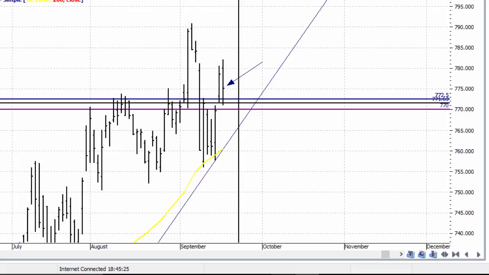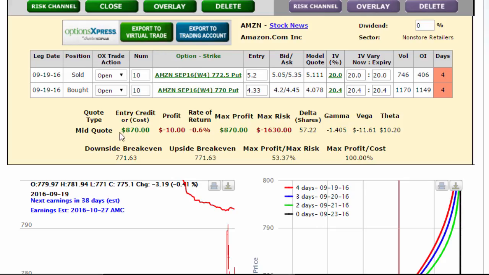Now if we look at the risk graph on this particular one, I'm taking in $870 of credit. I'm now risking a little bit more, because the width is still 2.5. I'm selling a 772.5 and I'm buying a 770 put, so the width is still 2.5, and because I'm receiving less credit, my risk, instead of $1,450, is now 1630. Because the risk is calculated by taking the difference between the strikes and taking into consideration the credit to work out your risk.